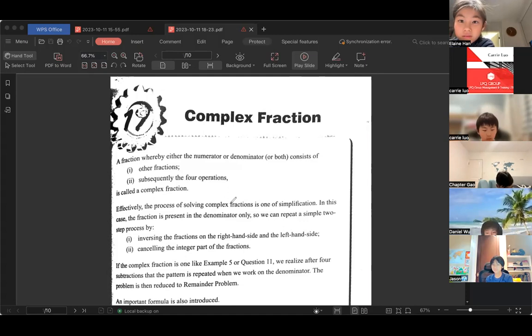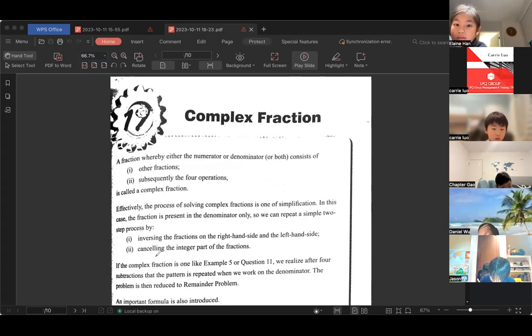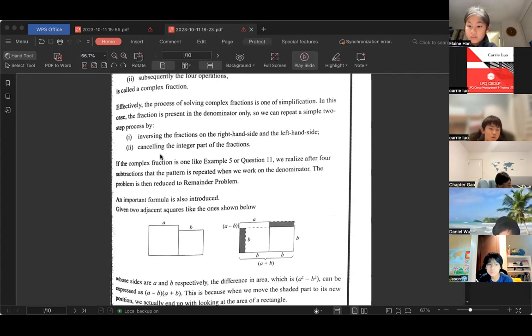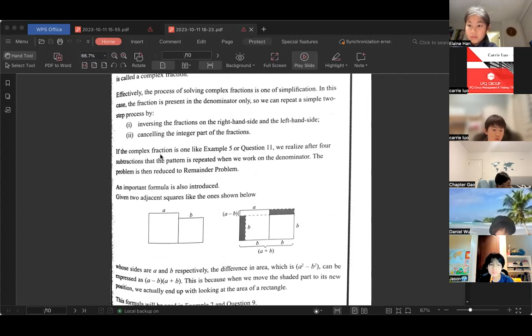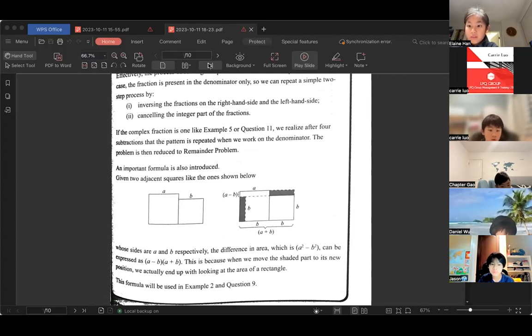Okay, so effectively, the process of solving complex fractions is one of simplification. In this case, the fraction is present in the denominator only, so we can repeat a simple two-step process by inversing the fractions on the right-hand side and the left-hand side, or canceling the integer part of the fractions. So let's take a look at this one. How are we going to do these questions? This is very important.